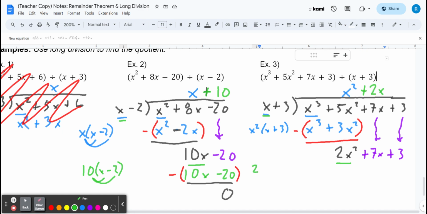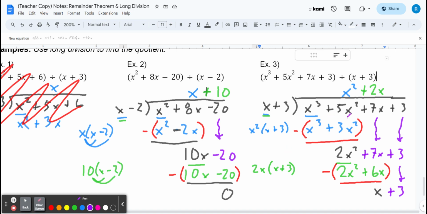And if I distribute back that 2x times x plus 3, I will get 2x squared plus 6x. That's going to be what I subtract to see what's left over. We'll be left with 1x, or just x, because 7 minus 6. And that 3 will drag down, plus 3 at the end.